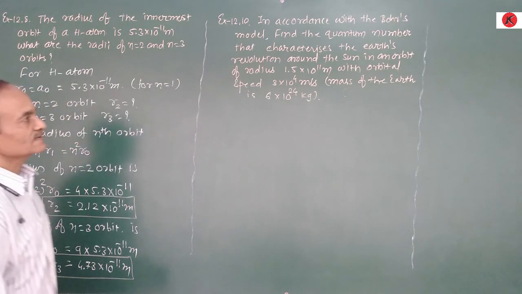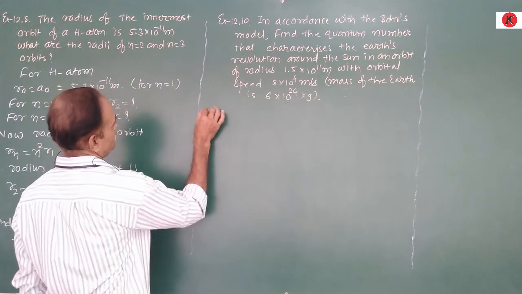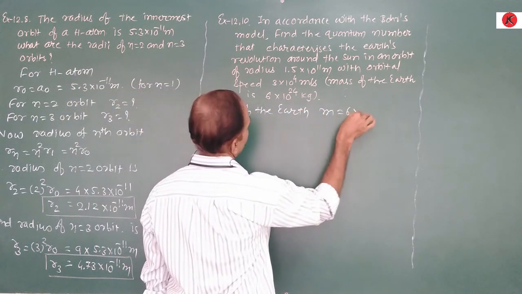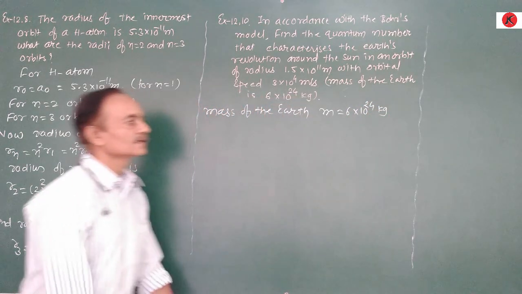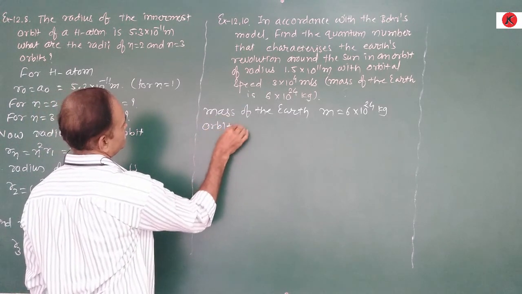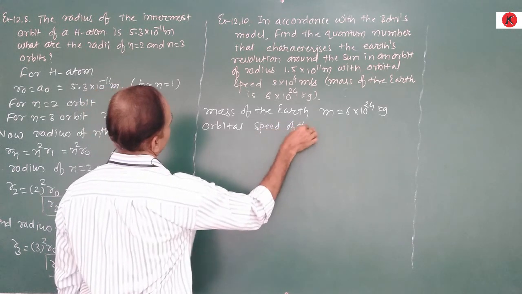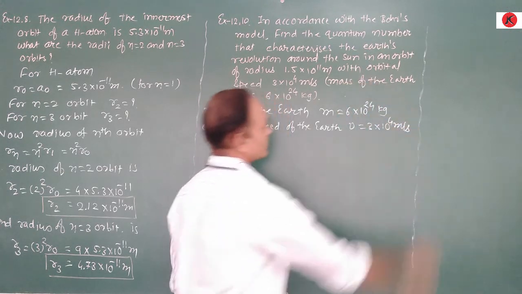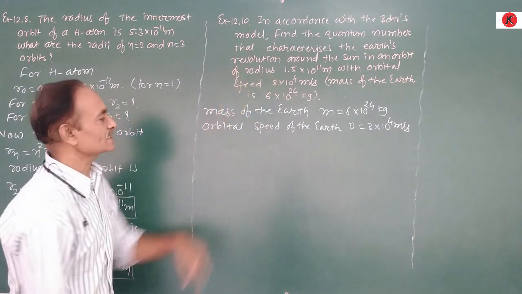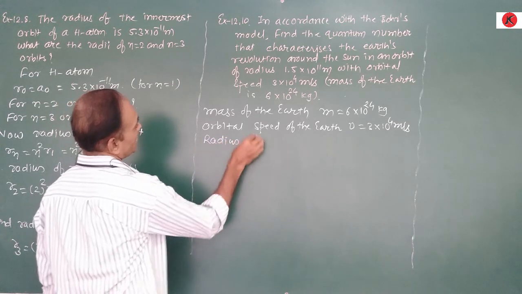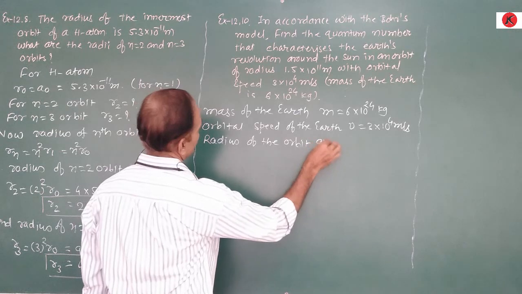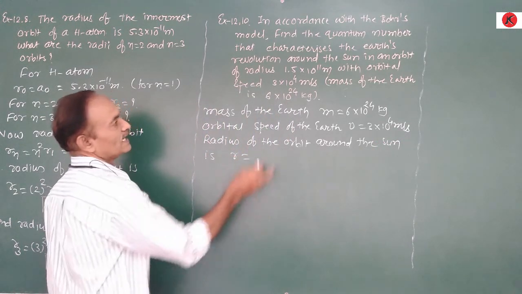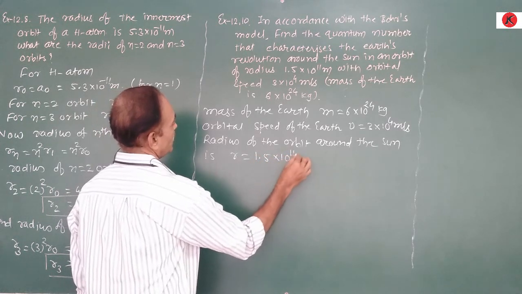Right. For that purpose, first we write down the mass of the Earth. That is given m is equal to 6 into 10 is to 24 kg. Orbital speed of the Earth, that is given as v, 3 into 10 is to 4 meter per second, and the radius of the orbit around the Sun, R, is given as 1.5 into 10 is to 11 meter.